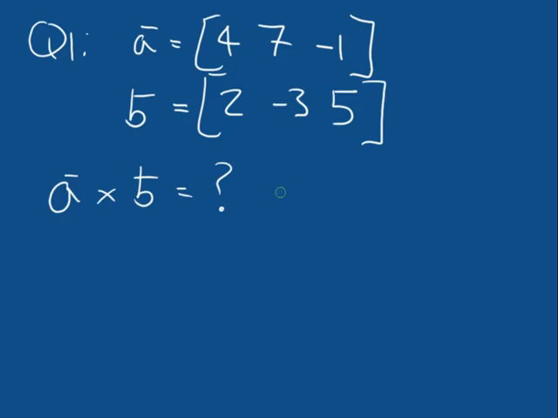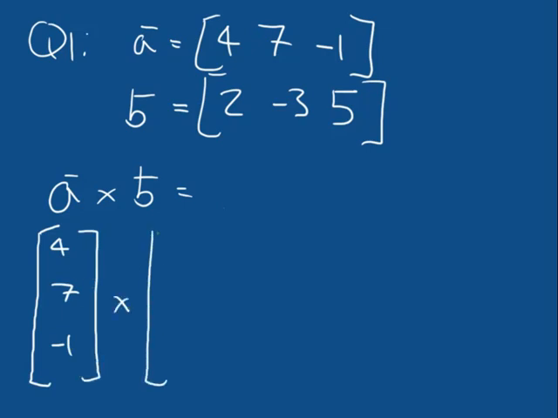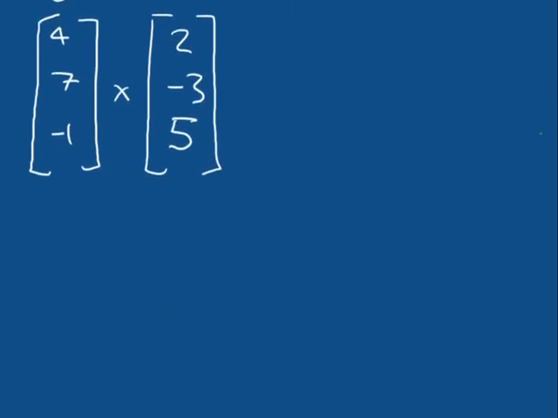Alright, welcome back everyone. So we're trying to find A cross B, which we know is equal to the vector 4, 7, minus 1, crossed with 2, minus 3, 5, which we can apply our visual trick, if you will, to help us find the cross product of these two vectors. So I'm going to write another copy of each vector directly beneath it. So 4, 7, minus 1, and 2, minus 3, 5.